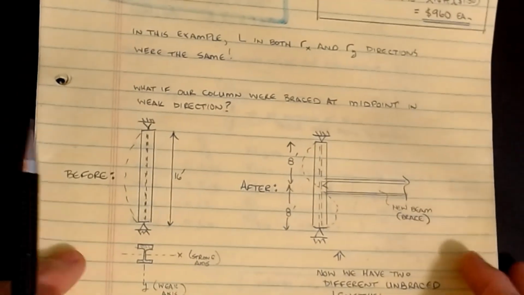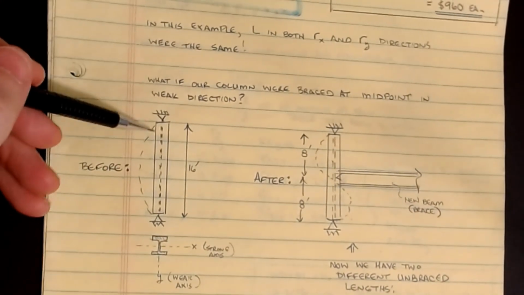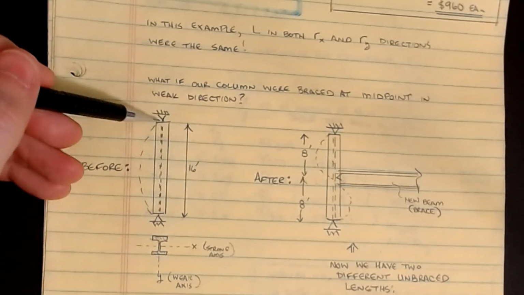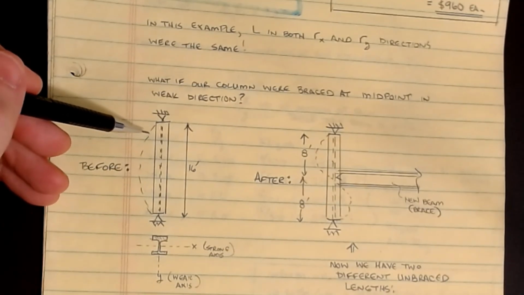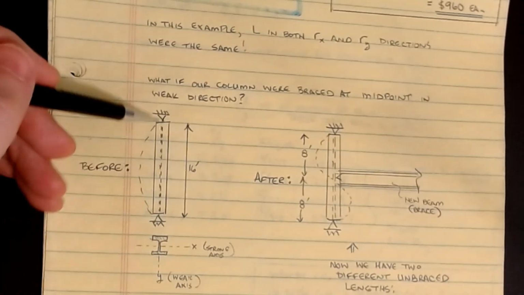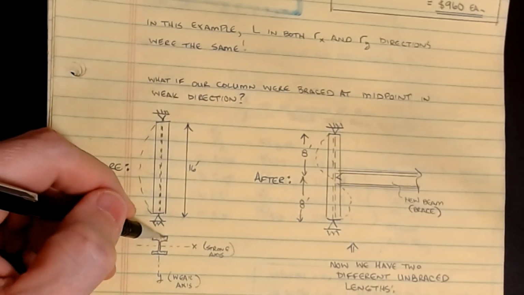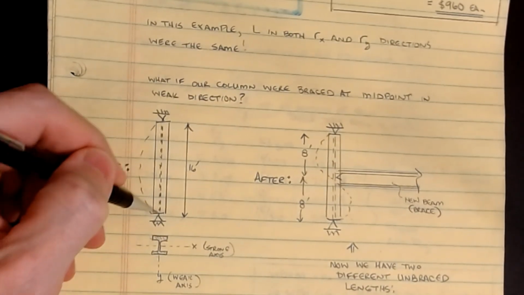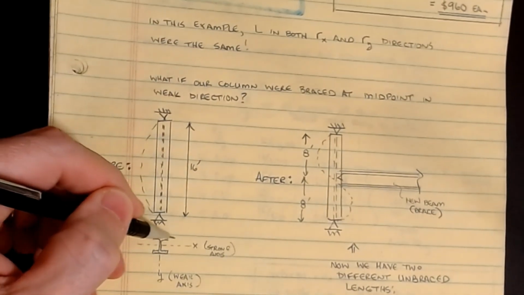Okay, suppose that we wanted to consider a situation where in the X direction it was still free, before we had 16 feet and it was able to bow in this direction. Okay, and this was called a weak axis because if I look at the cross section, notice the dotted lines that represent the web. This is the orientation. It's in an I configuration.